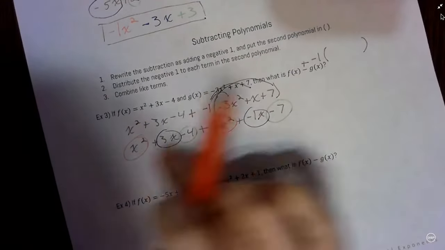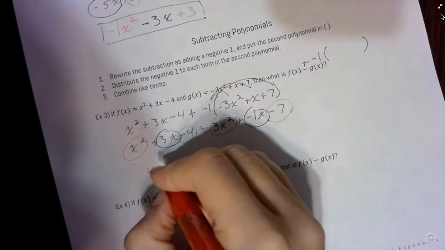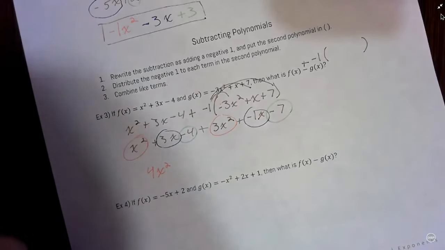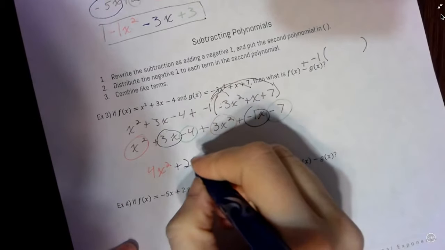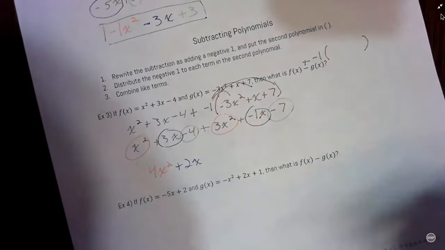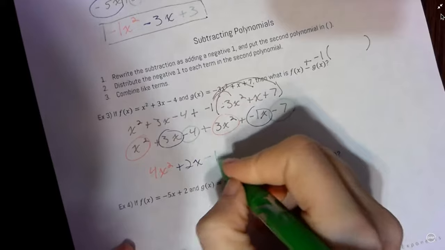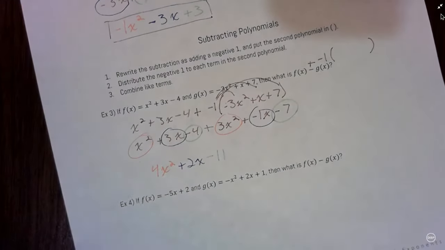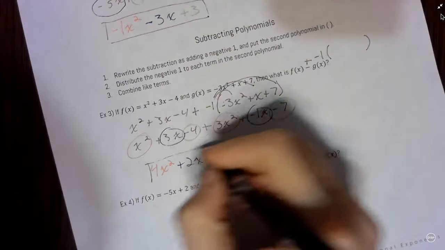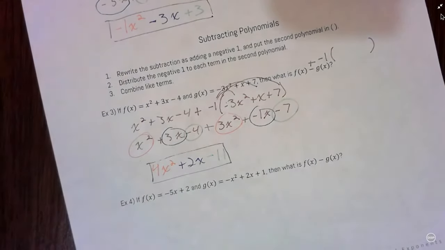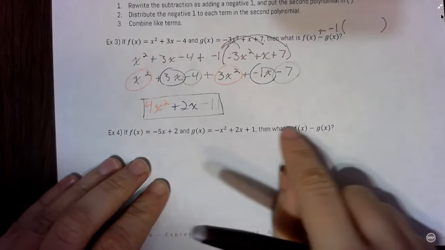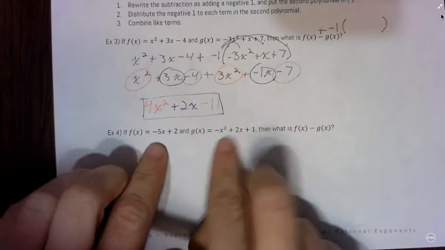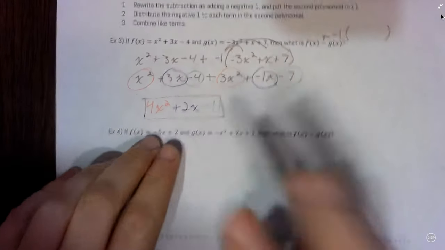So I have 4x squared, and then plus 2x, and then minus 11. And there's my answer. Okay, so one more example on that. So this time we're taking f of x minus g of x, and we have these two polynomials right here.